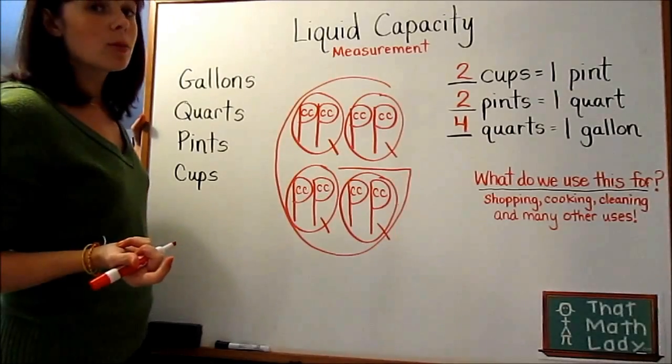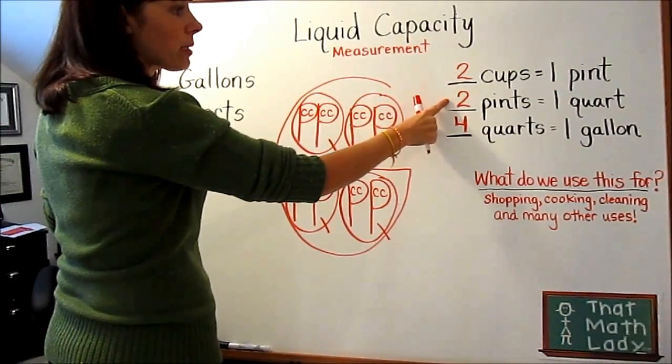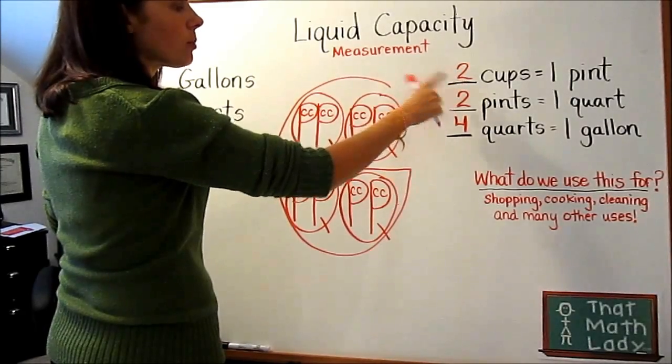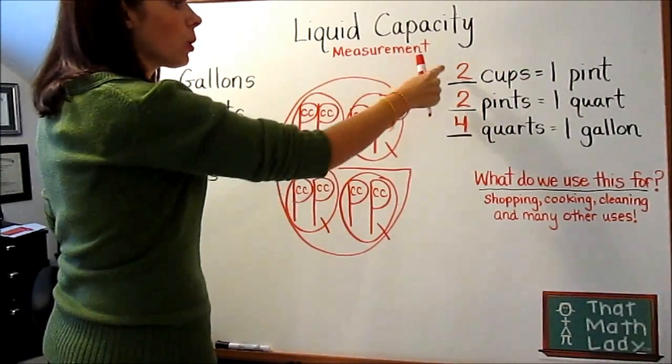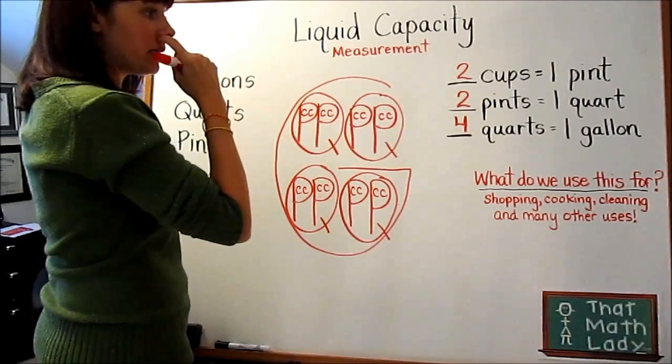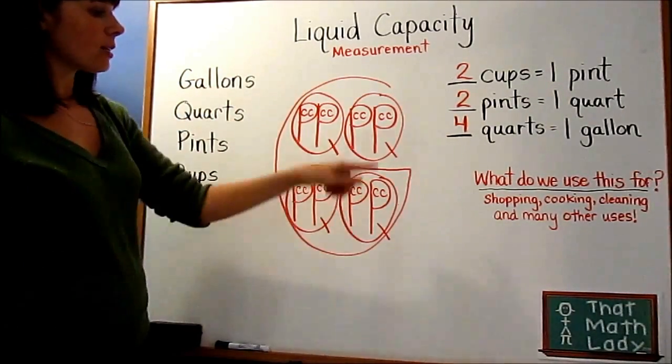So to figure out how many cups are in a gallon, you just multiply 2 cups for every pint, and there's 2 pints in each quart. So there's 4 cups in a quart, and there's 4 quarts in a gallon, so 4 times 4 is 16. So there should be 16 little C's inside of our big G.